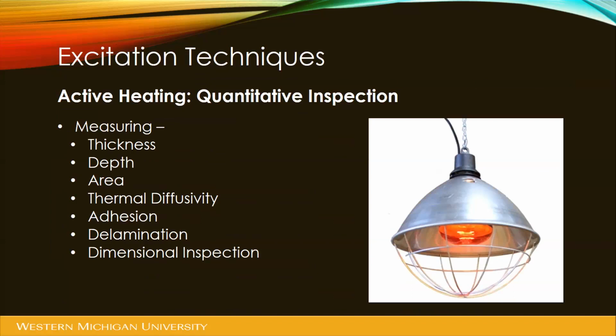We're going to use both. We've got an oven, that's an active heating technique. You're going to open and close hangar doors, that's passive. Fortunately, this always falls this time of year where the hangars and the outside aren't a lot different, but we make it work. But then you're getting into quantitative for measuring things like thickness, depth, area, adhesion, delamination, trying to take dimensional measurements.